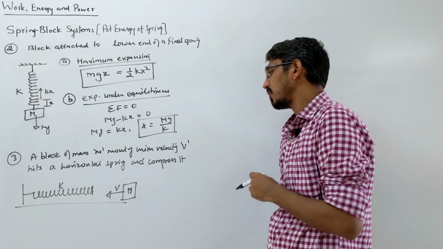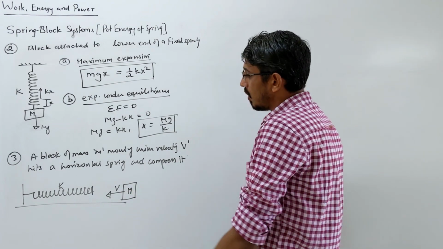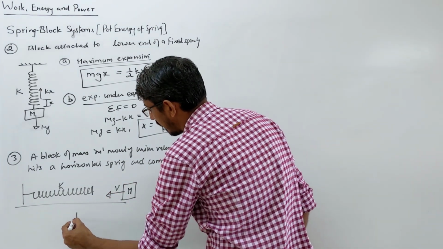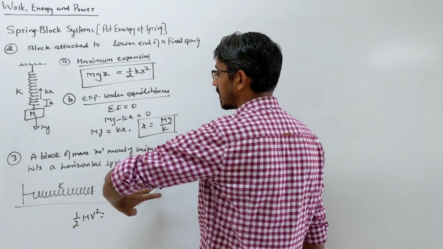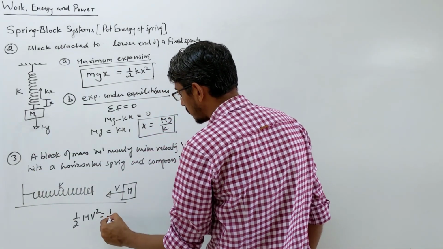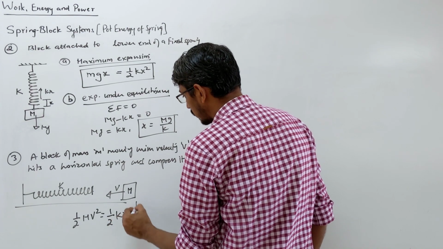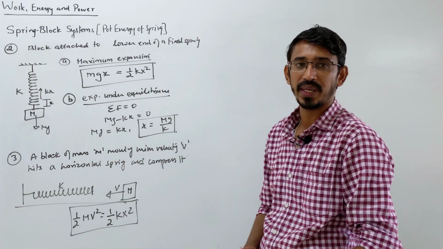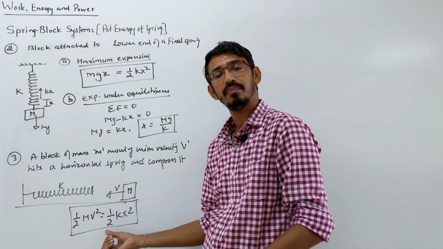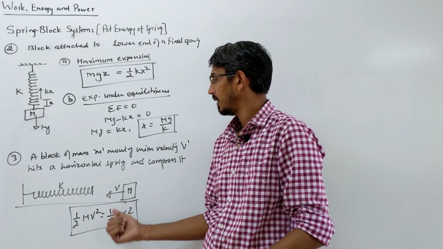Again they are asking what is the maximum compression. Same rule. What's the energy in the block? Half mv square. That energy is converted into spring potential energy, which is half kx square. So from here you calculate x, the compression of the spring. This question was asked in our exam many times, keep in mind, 2-3 times I remember.